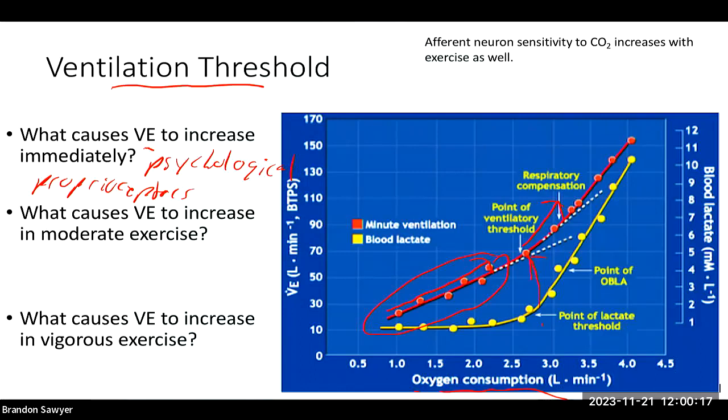Then once we get kind of up to the moderate exercise level, where we're not just starting, but we're kind of breathing somewhat hard, that's going to be mostly driven by CO2.